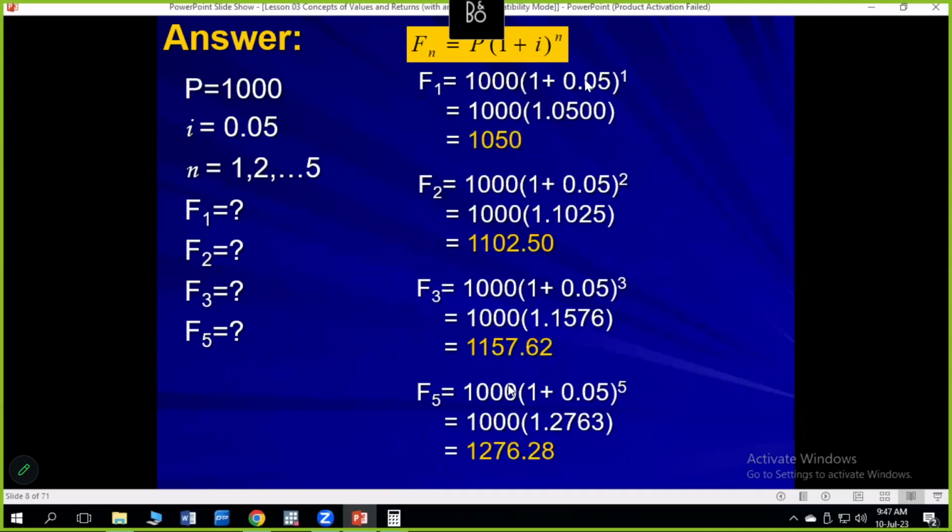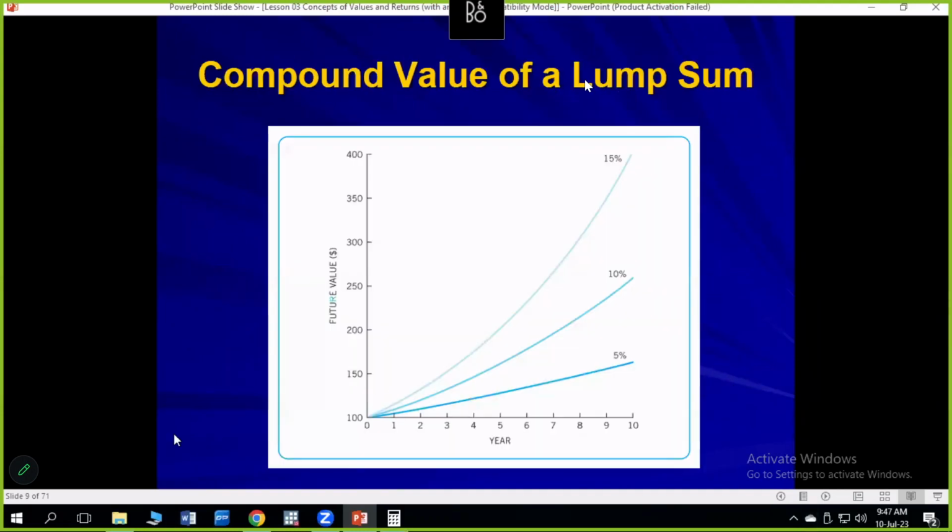So this is the first calculation, the compound value of a lump sum. You can see a diagrammatic presentation of the compounding valuations with time and the future values. The future value is presented on the vertical axis, and the number of years on the horizontal axis.